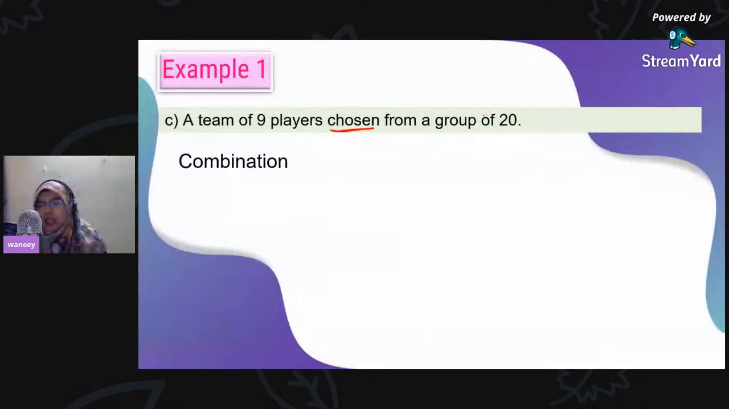So tak kisahlah siapa yang kita pilih dulu. Sometimes we might choose the goalkeeper first or sometimes we might choose the goalkeeper as the last person. As long as we have the goalkeeper in that group, that is okay. So that is what they mean over here.